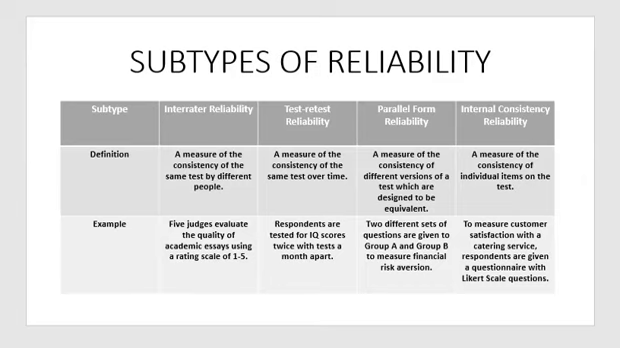Inter-rater reliability, a measure of the consistency of the same test by different people. Test-retest reliability, a measure of the consistency of the same test over a period of time. Parallel form reliability, a measure of the consistency of different versions of a test which are designed to be equivalent. And internal consistency reliability, a measure of the consistency of individual items on the test.